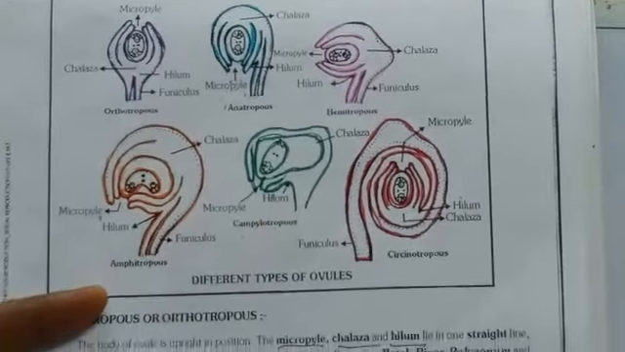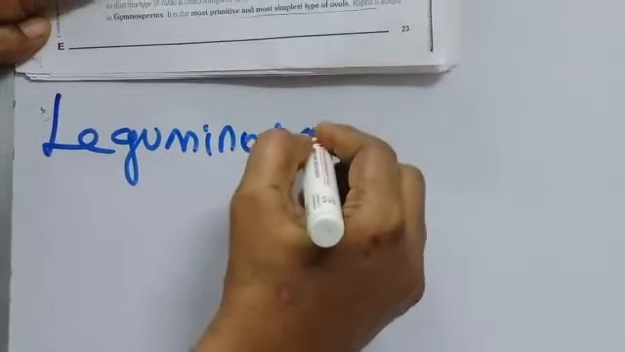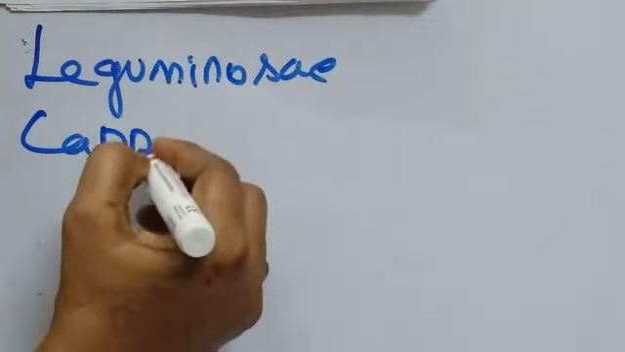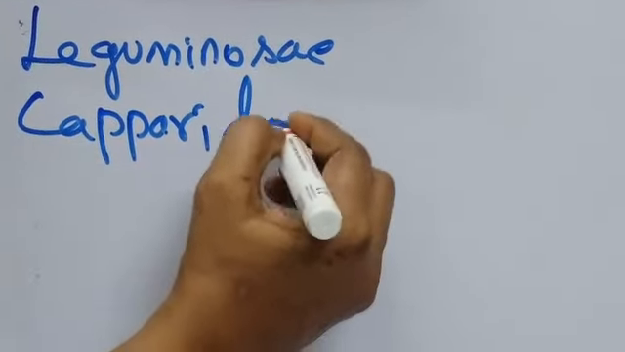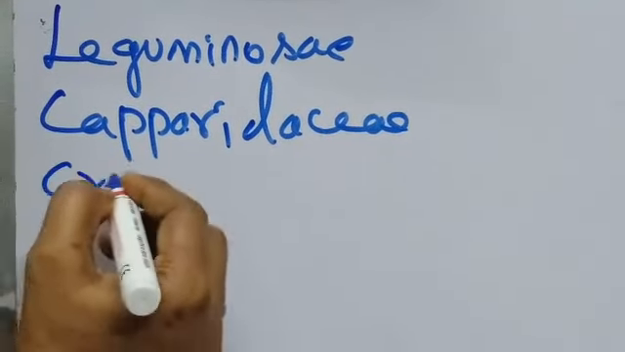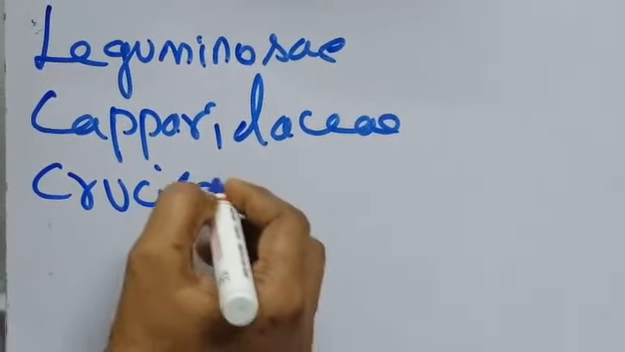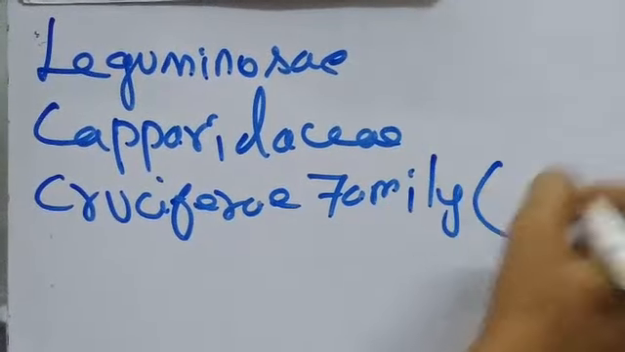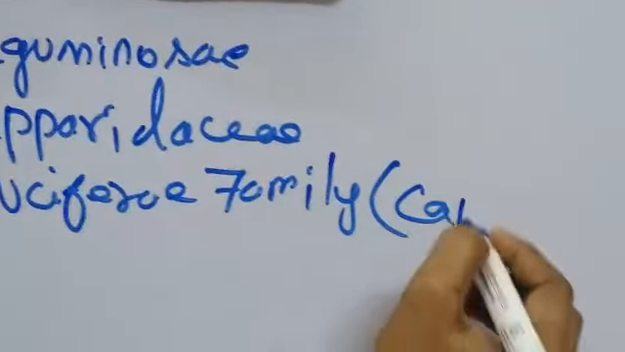Example for this is Leguminosae. Then Capparidaceae, Cruciferae family. Example, Cruciferae family, Capsella.